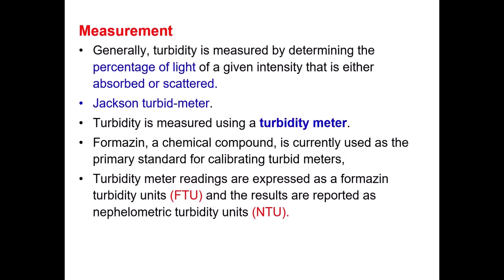But this method had a limitation. Candle light differs, human vision is subjective, and it was not very precise. Modern turbidity meters use electronic sensors. They measure the intensity of light going into and coming out of the water. Pure water lets almost all light pass through, but turbid water lets much less light through.